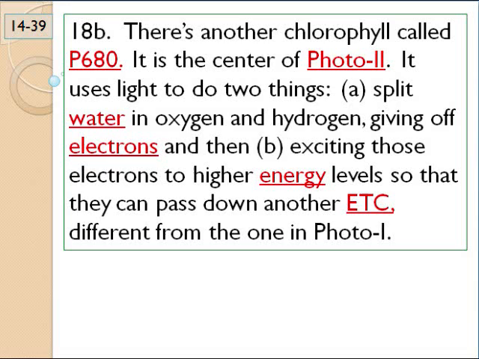So you split the water and you get these two products. And of course this one's going to be given off. But you also give up electrons when you split that water. Now those electrons go to a higher energy level. And they also travel down their own electron transport chain. I'll show you a picture in a minute.